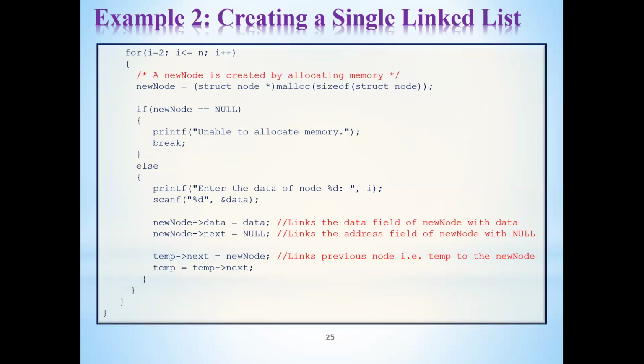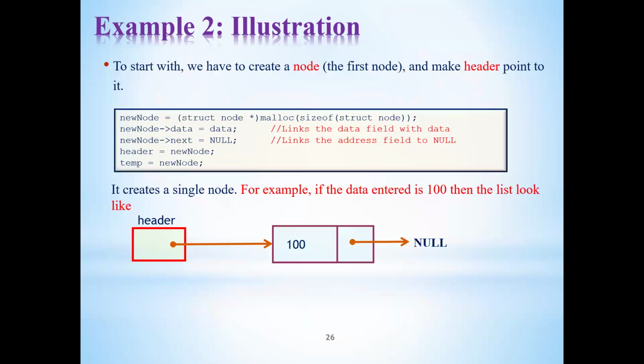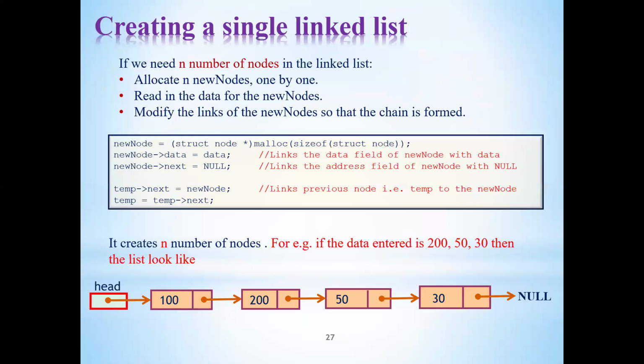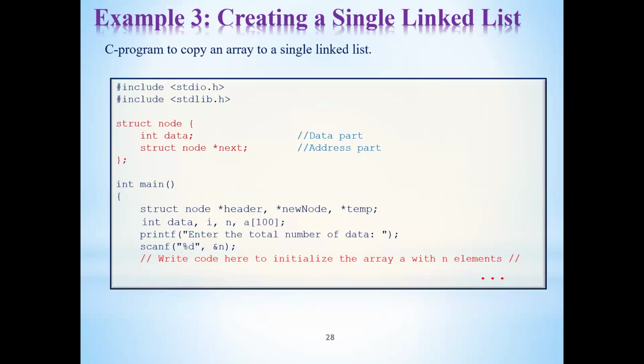With the help of a for loop, for all n nodes, memory is allocated. If newNode is equal to null, it means memory was not allocated for some reason, and at that time you can break from the loop. Or else create a new node, load data, and set newNode next to null. So what is temp? temp next is newNode, then temp equals temp next. You have to update temp. Diagrammatically, I have shown the elements inserted: 10, 100, 200, 50, 30 and so on.